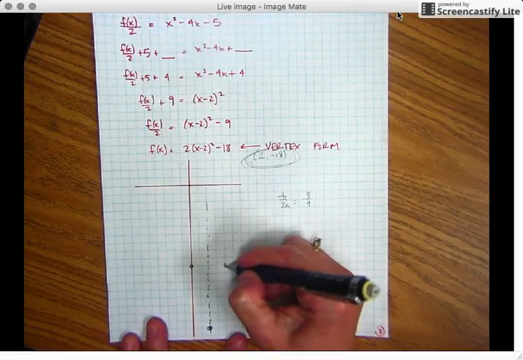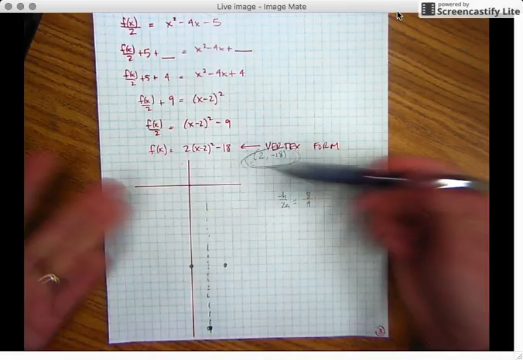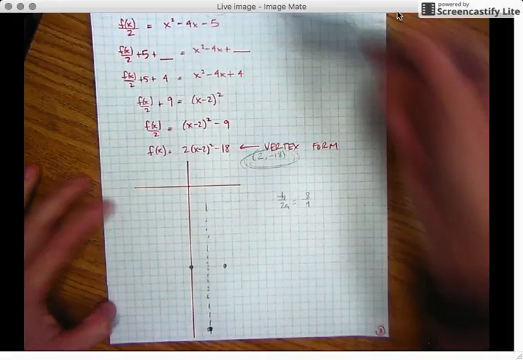Oh, and there, if I move up, maybe you can see it. And again, you could draw a really nice looking parabola from either form, right? Either from vertex form or from standard form.